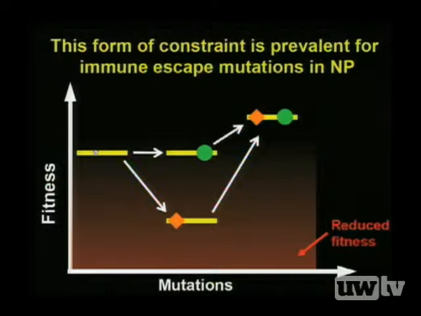So what we want to ask now is, how did the virus end up getting from here to here? You can imagine two paths it could have taken. It could have taken a path like this, where it goes through a fitness valley, or it could have taken a path like this, where it goes around a fitness valley. It never suffers any negative impact. So what is the evolutionary pathway?